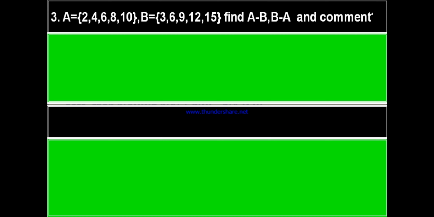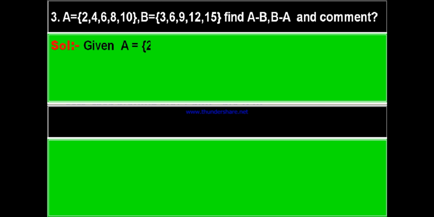Now question number 3. A is equal to set 2, 4, 6, 8, 10 and B is equal to set 3, 6, 9, 12 and 15 and find A minus B and B minus A and comment. I shall repeat. A is equal to set 2, 4, 6, 8, 10 and B is equal to set 3, 6, 9, 12 and 15. Then find A minus B and B minus A and comment.